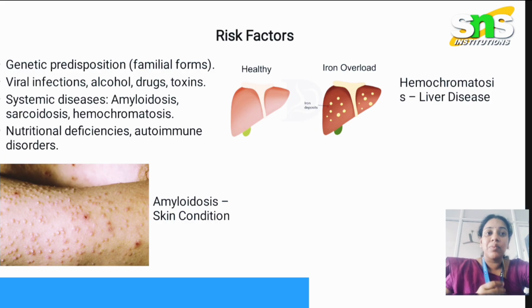In risk factors, what could be the risk factors for cardiomyopathy? It is genetic predisposition, where familial forms are a major reason, or viral infection, alcohol and drug overdoses and toxins. And systemic diseases, like autoimmune diseases such as amyloidosis, sarcoidosis, hemochromatosis can also be the reason for cardiomyopathy. And nutritional deficiency and autoimmune disorders can also be the reason.